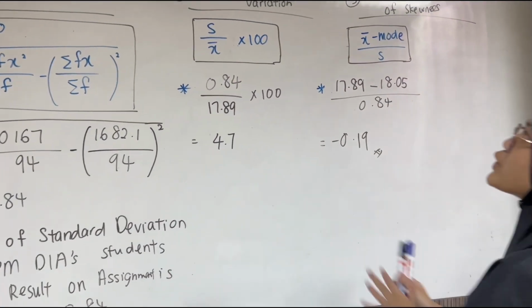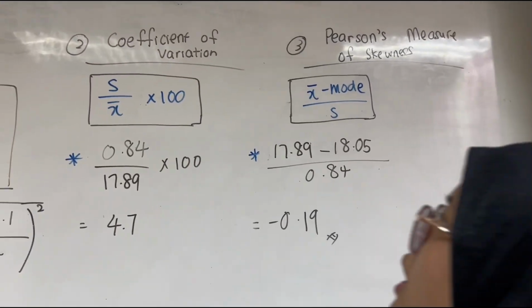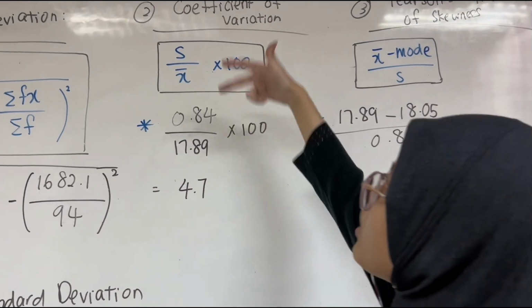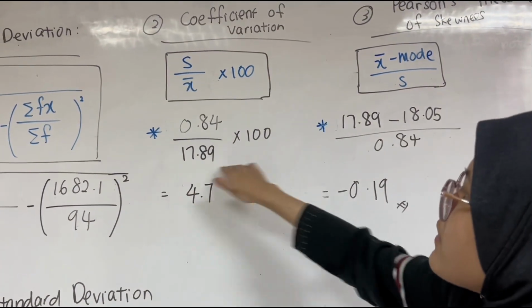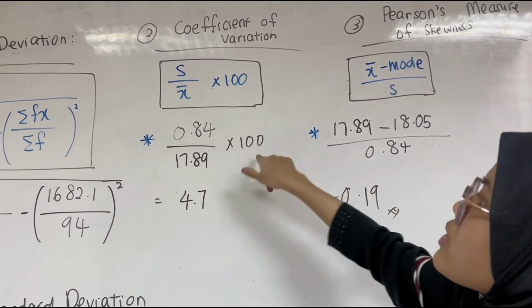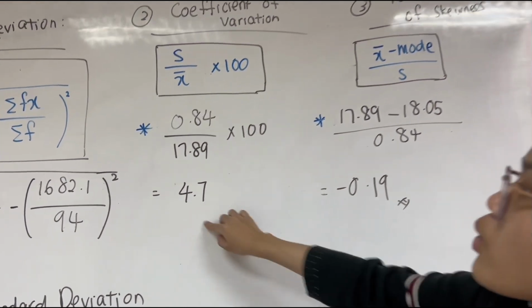Okay, move to the coefficient of variation. So we use the same formula, 0.84, which is the value of the standard deviation, and we'll divide by 17.89, which is the value of the mean, and we'll times 100, and we'll get 4.7.